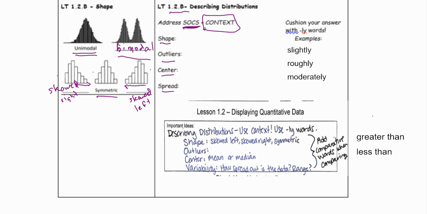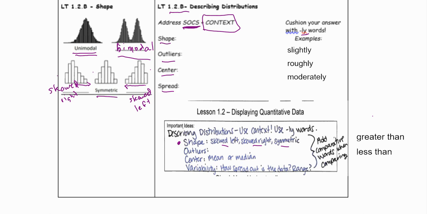We also like to use cushy words, adverbs like slightly, roughly, or moderately. So we're going to say it's roughly symmetrical, or slightly skewed to the left, moderately skewed to the left, and so on. When we talk about shape, the shape is going to be either symmetric, skewed to the right, skewed to the left, or the modals.